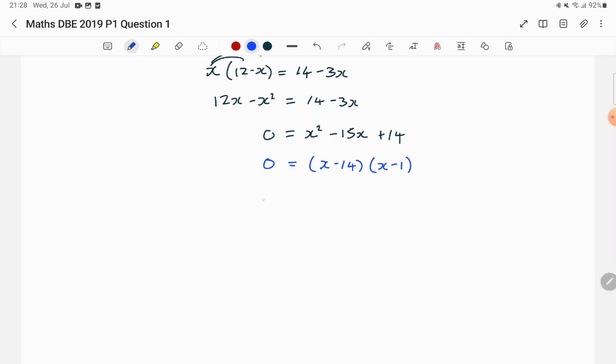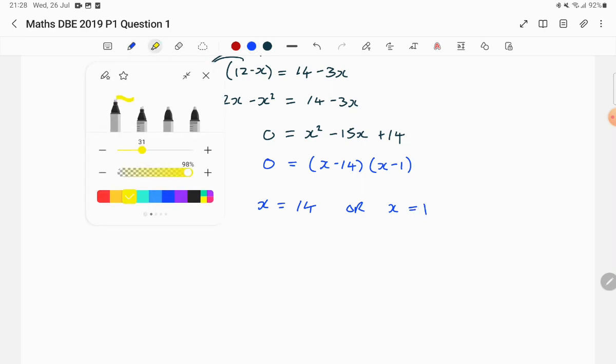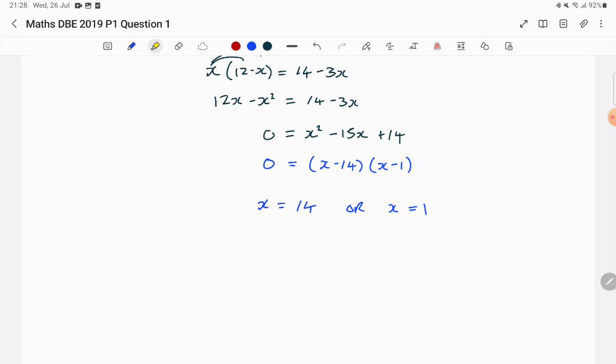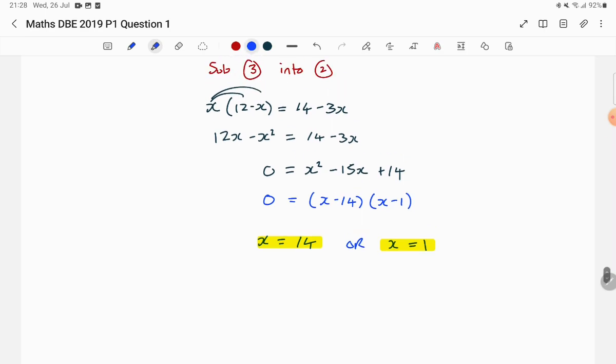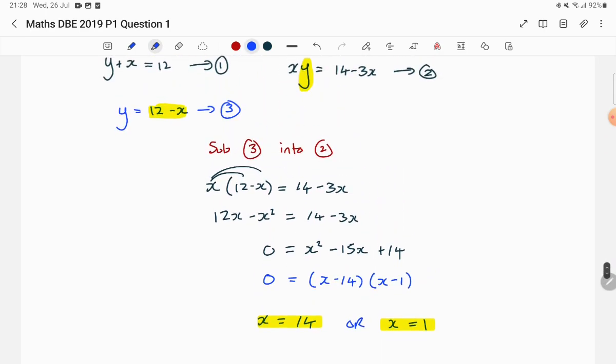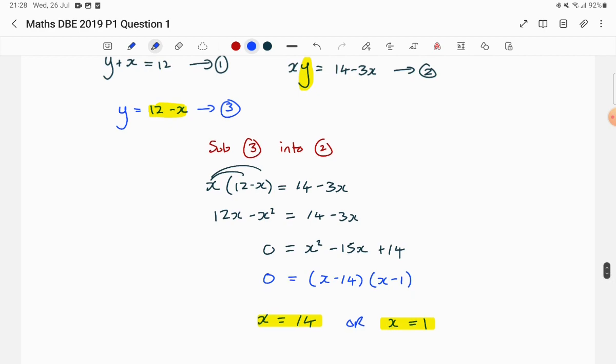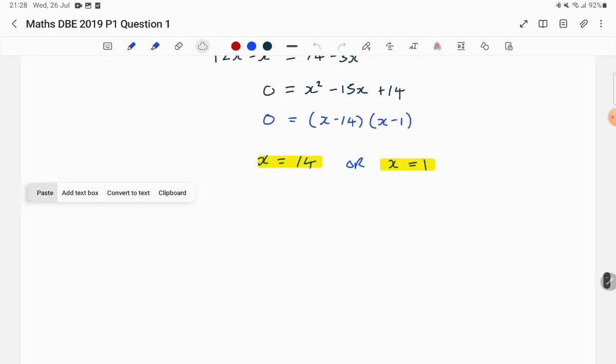Thereafter, we'll get our two x values, so we'll get x is equal to 14 or x is equal to 1. Right, so now that's all well and good, but that only gives us our x values. So what we need to do now is take these x values and sub them into either one of the equations, 1, 2, or 3, but ideally 3, since it's already in the form of y is equal to, then we can just sub in the x value to get our corresponding y value for these x values. So ideally I'm just going to bring equation 3 down so we know what we sub it into for these two.